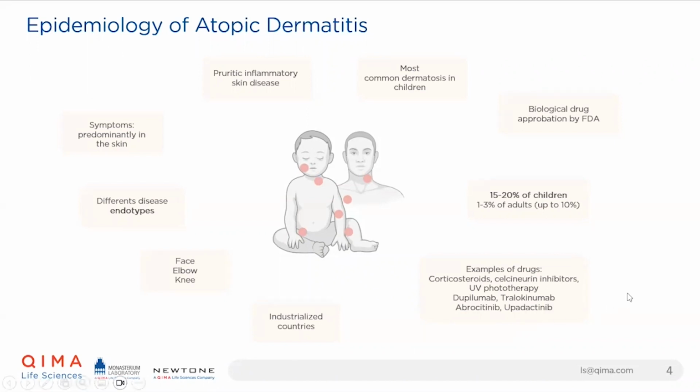Current treatments involve topical corticosteroids as a first line of treatment. We can also find UVB phototherapy. And now there are also monoclonal antibodies available, such as dupilumab, which targets IL-4 receptor subunit alpha. We can also find JAK inhibitors, such as abrocitinib and upadacitinib.